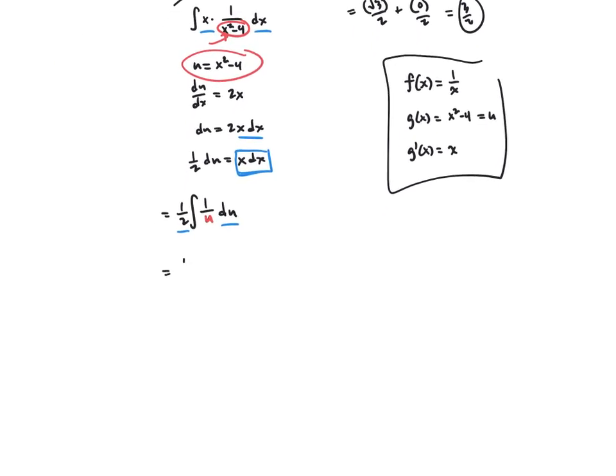This is just going to equal 1/2 the natural log of the absolute value of u plus c. And since this is an indefinite integral, I don't have to worry about limits. I'm just going to rewrite in terms of x alone, which would be 1/2 the natural log of the absolute value of x squared minus 4 plus c. Guys, that is the u substitution technique for integration.